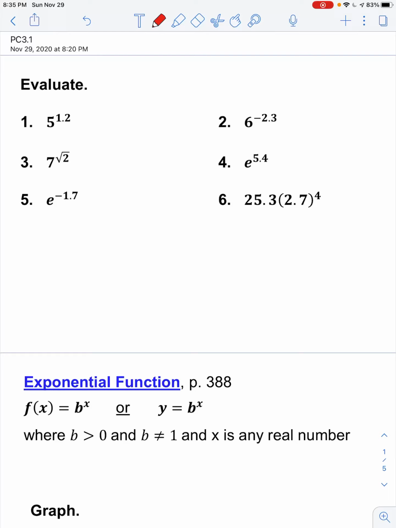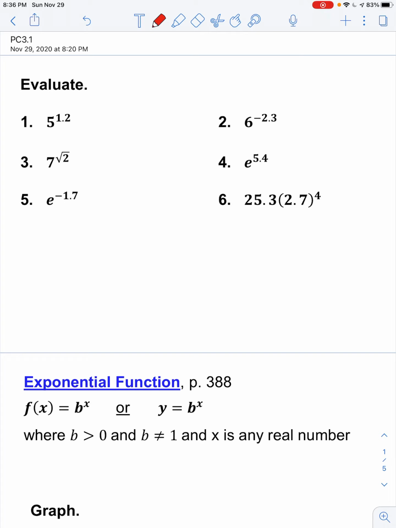This is our introductory lesson for Chapter 3, Section 1. One of the first things we're going to do is evaluate exponential expressions. And so we want to make sure we know how to use our calculator to evaluate different powers.